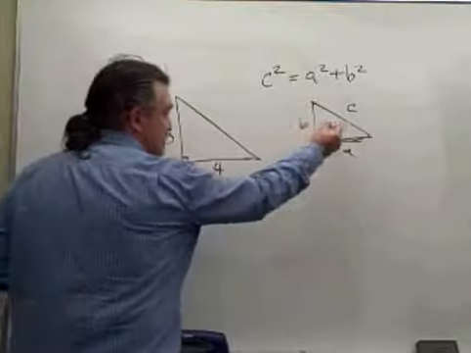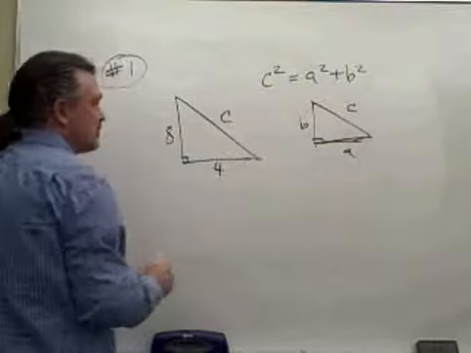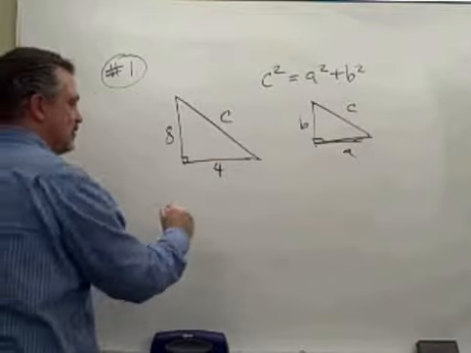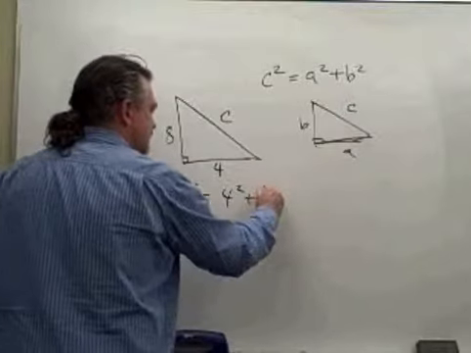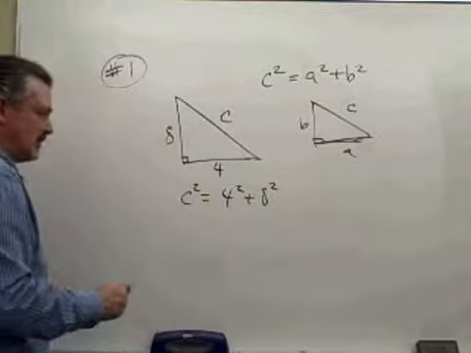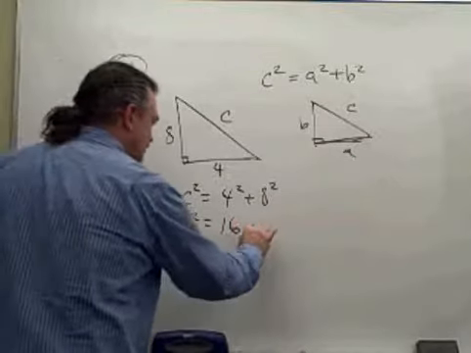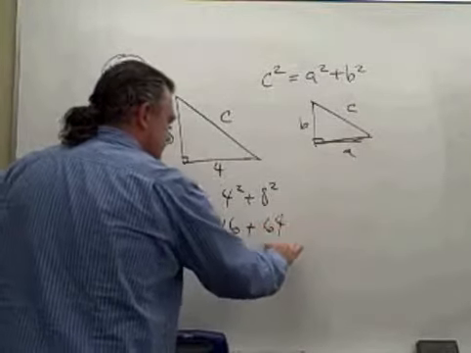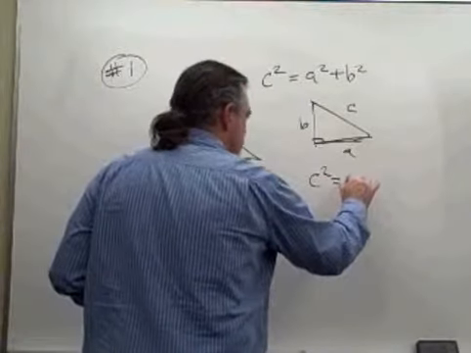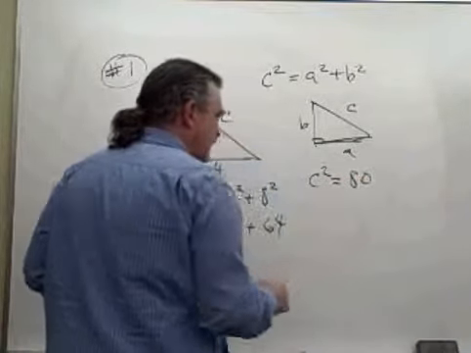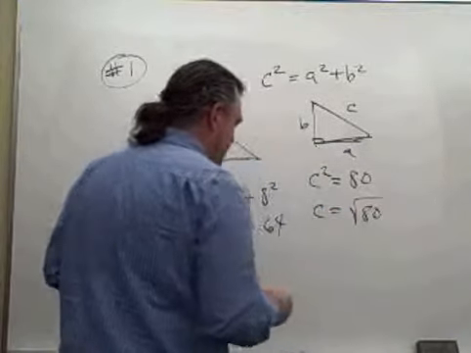So in this case, the side we are missing is the C side. So we can plug those values into that formula. So we'd have C squared equals 4 squared plus 8 squared. So C squared equals 4 squared is 16 plus 8 squared is 64. So C squared equals 80, and C equals the square root of 80.